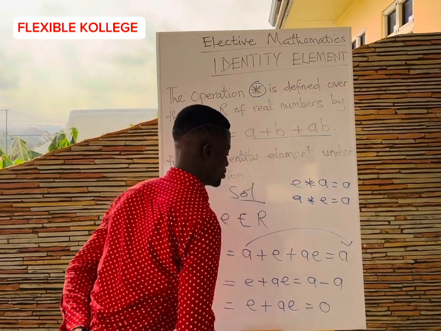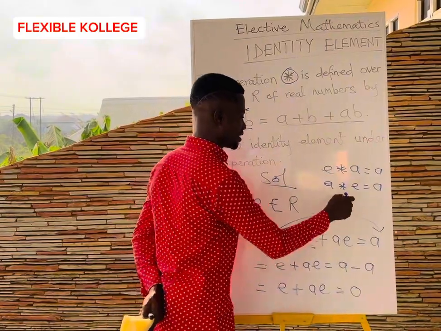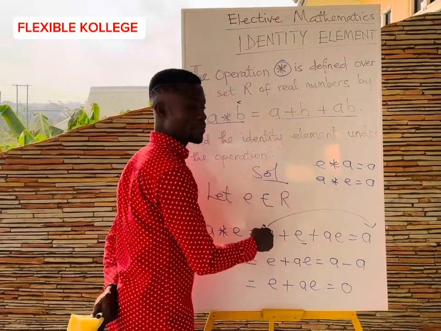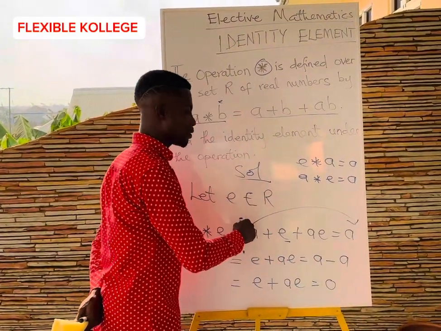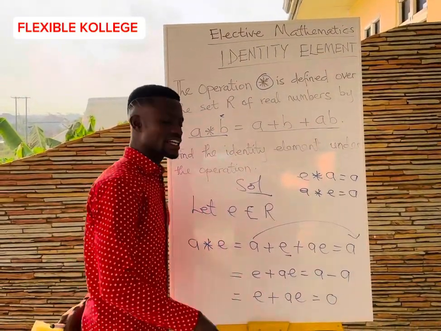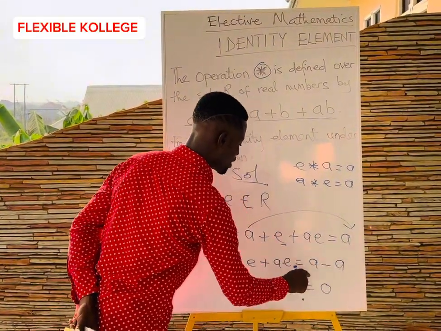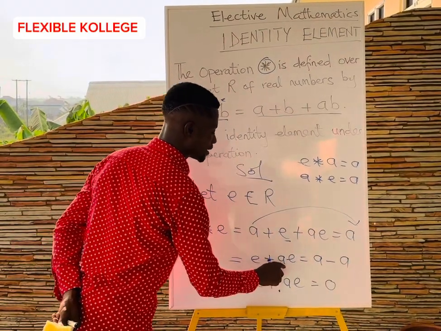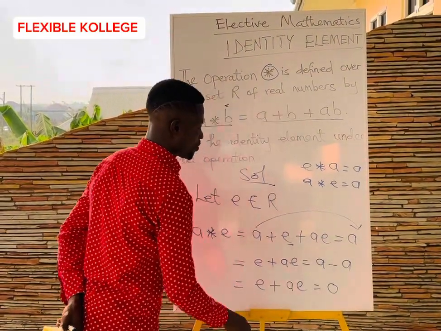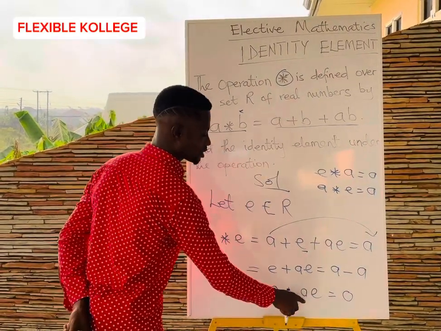A minus A is zero. I hope you are following. We want the identity element, this number, so we have to take this one across the equal sign. And when a positive number or a positive variable crosses the equal sign, it changes to negative, just like when a negative number crosses the equal sign, it changes to positive. So it crossed and we have it in this form: E plus AE equal to A minus A, and E plus AE equal to zero. We are still after the E, so we have to take this one out.